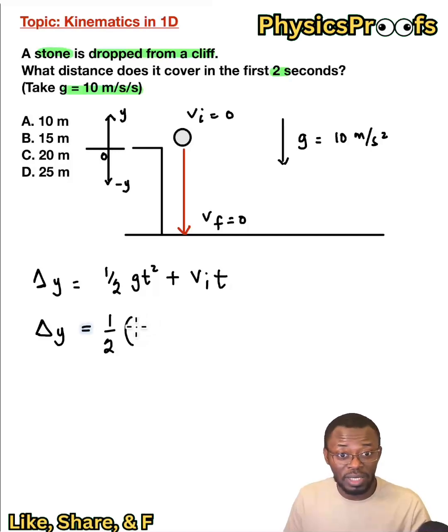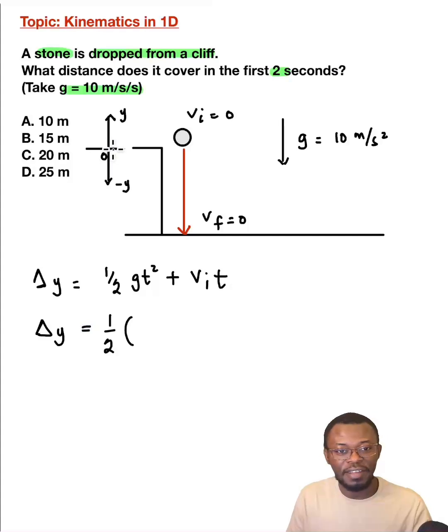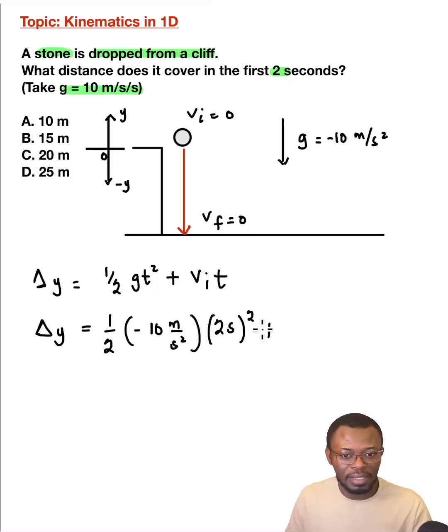Acceleration is a vector quantity, and since we specified our coordinate system such that any vector downwards is negative, g here is going to be negative 10 meters per second squared, times the time squared, which is 2 seconds squared. Then we have plus the initial speed. Since we are dropping this object, the initial speed is 0, so 0 times the time is 0. The whole of this term goes to 0.